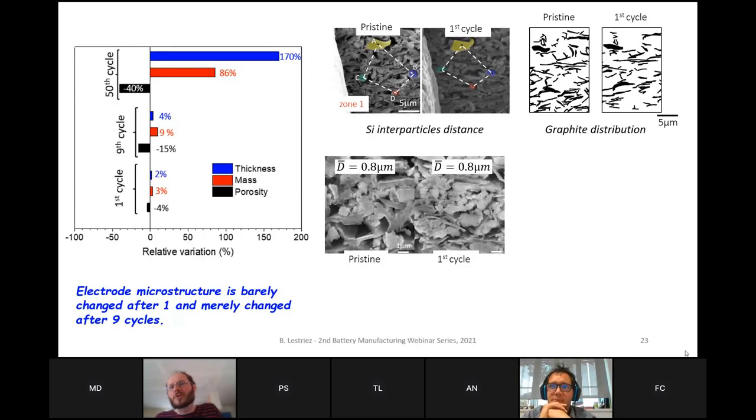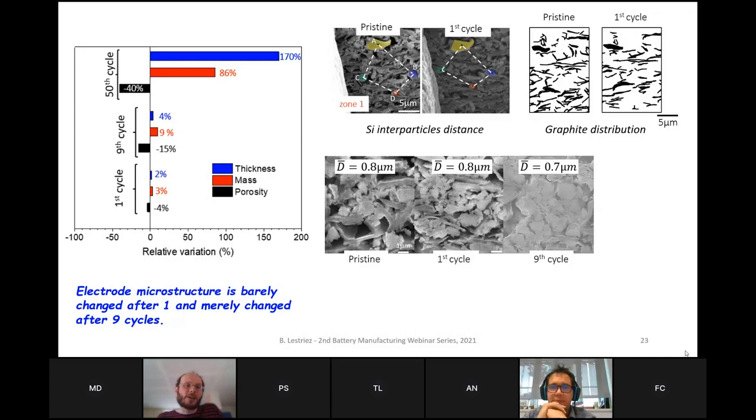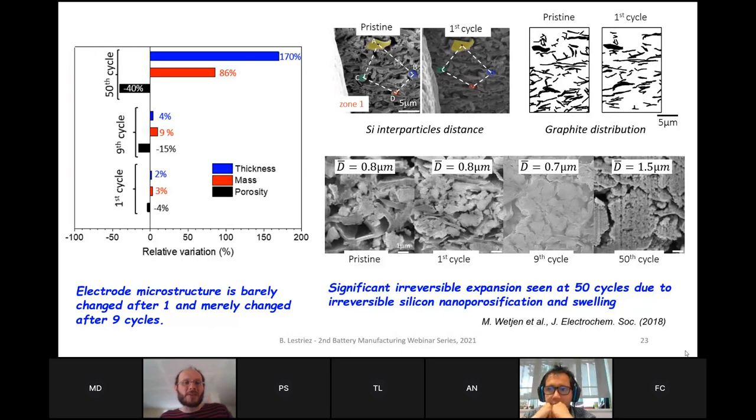After 9 cycles, next, we saw that the electrode microstructure has evolved a little bit more. That is to say, the thickness has increased by 4% compared to the pristine electrode, and the porosity decreased by 5%. What is much more significant next is the morphological evolution of the electrode after 50 cycles. You see that the thickness has increased by 170%, which is huge, and the porosity decreased by 40%.